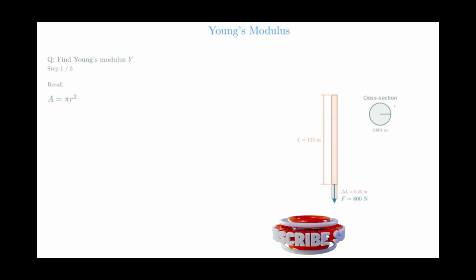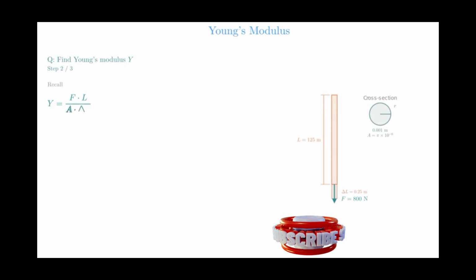Step 1. We need the cross-sectional area of the wire. The cross-sectional area is pi r squared. Substituting r equals 0.001 meters. That gives us pi times 10 to the negative 6 square meters. Good. Now let's put everything into the Young's modulus formula.